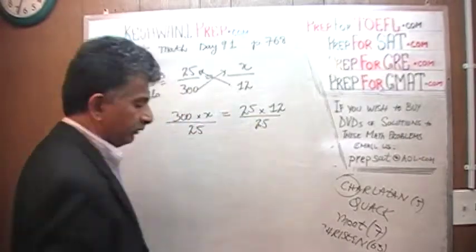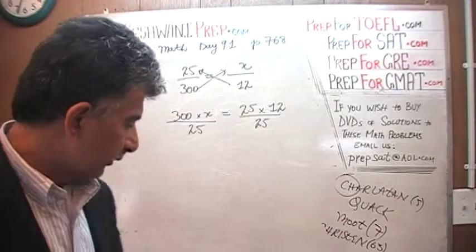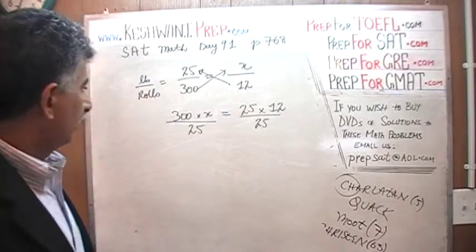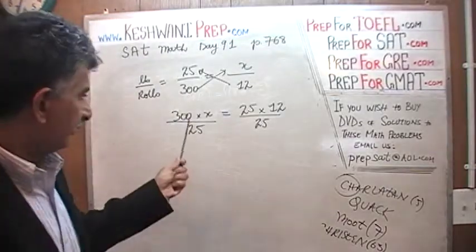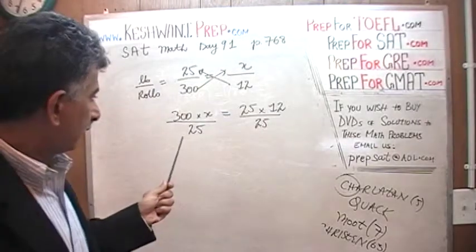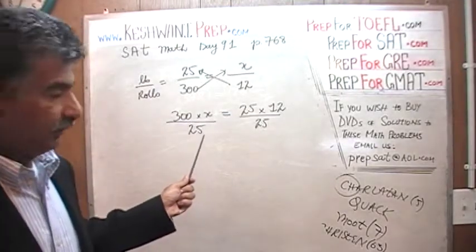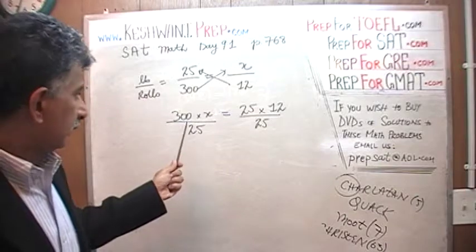Now, why am I dividing both sides by 25? Why not divide both sides by 12? Because 12 is not going to go evenly into 300. It's much easier. Oh, maybe it does. I don't think it will. 12.5 would, but 12 would not. But that wasn't the reason.